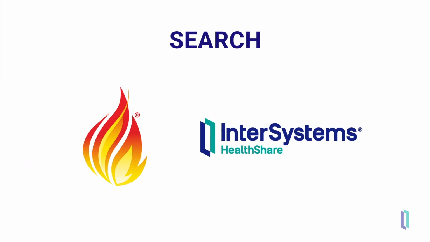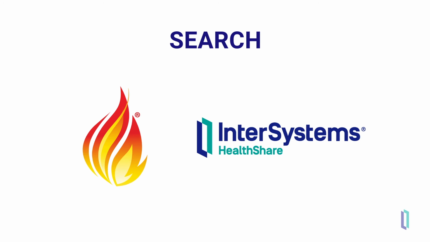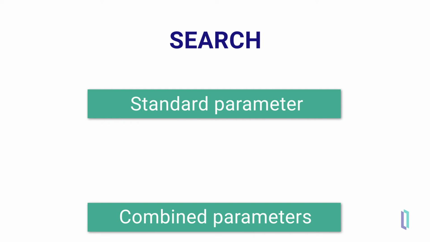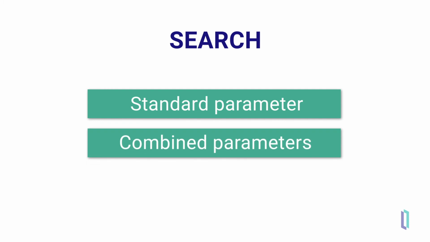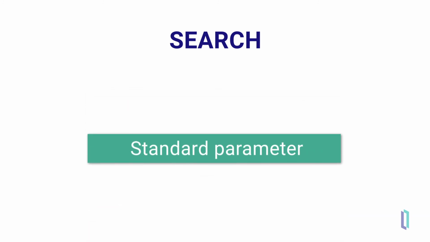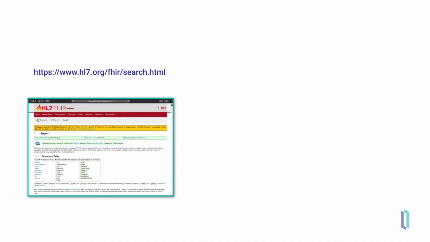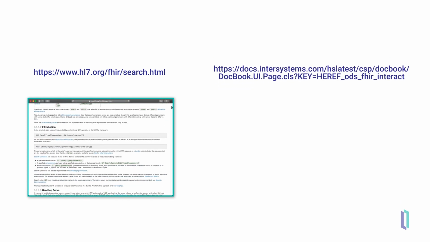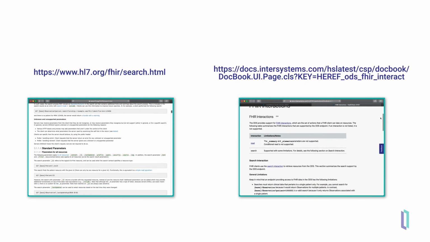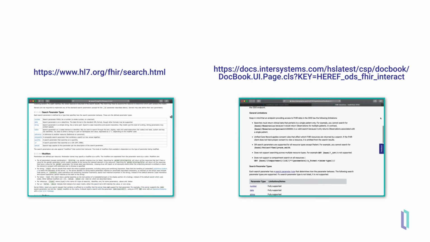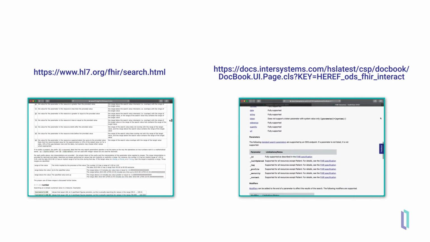Now that you have learned how to search for FHIR resources in HealthShare, you can sort and organize patient records based on certain criteria. Standard and combined parameters can be used to optimize your FHIR searches according to your current needs and circumstances. Follow this link to the FHIR search page and visit the InterSystems documentation website to read more about searching for FHIR resources and how these searches are supported within HealthShare Unified Care Record.